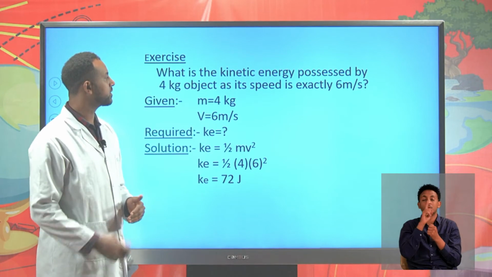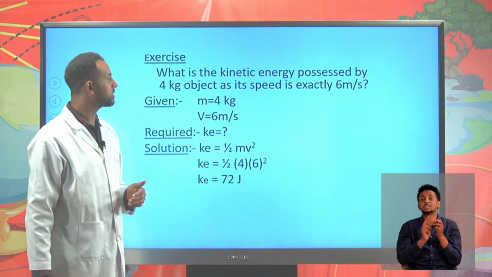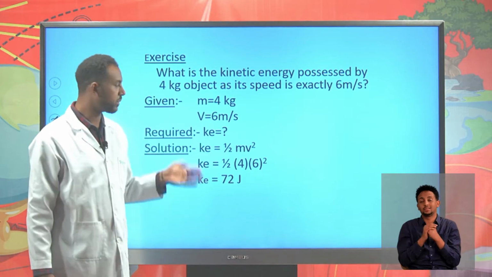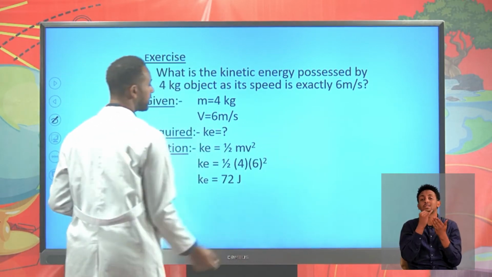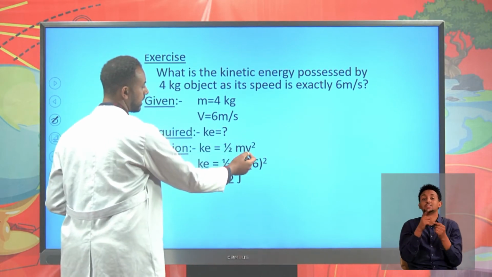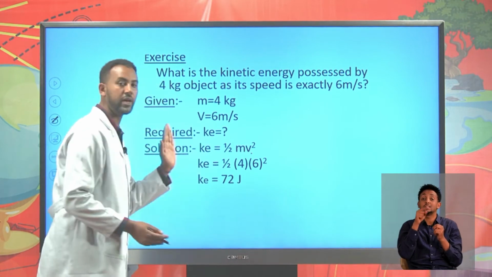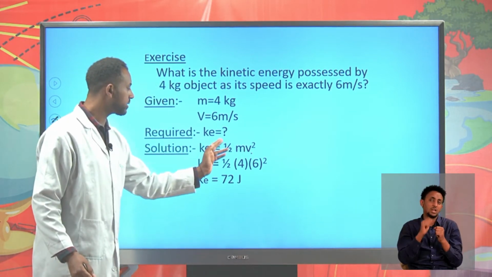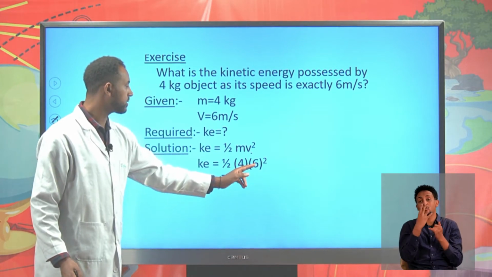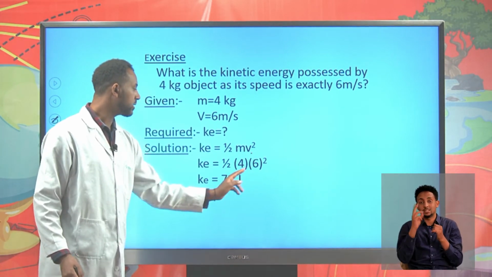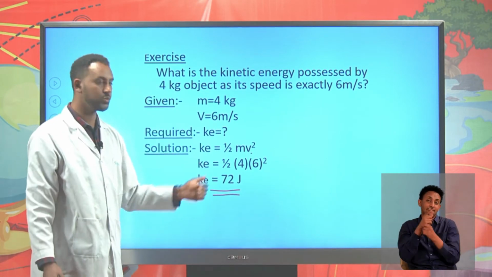What is the kinetic energy possessed by a 4 kilogram object as its speed is exactly 6 meters per second? Suppose a given object is in a state of motion. What is its kinetic energy at an instant of time t, as the velocity v is 6 meters per second? Well, it's easy and straightforward. Kinetic energy is 1/2 mv squared. 1/2, mass is 4 and the speed is 6 squared. When you multiply this, you can find that the kinetic energy is 72 joule.